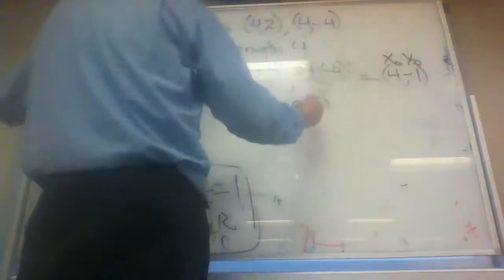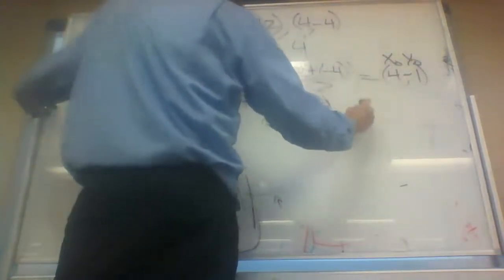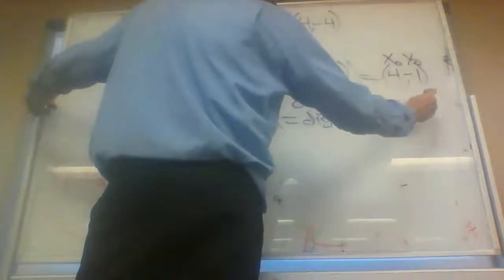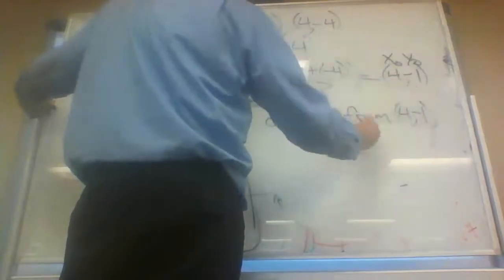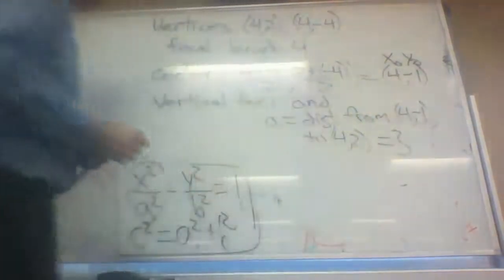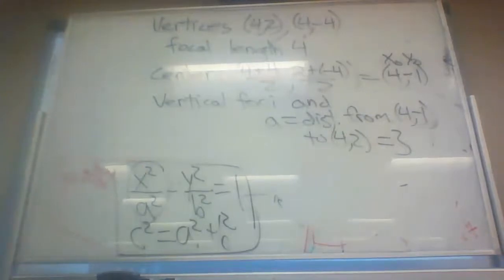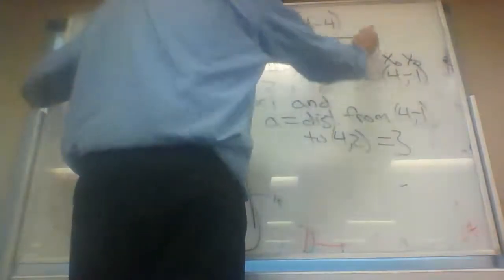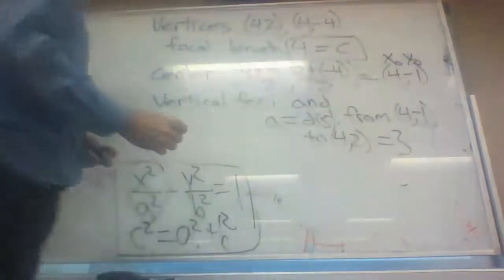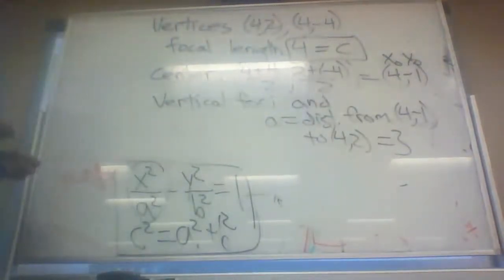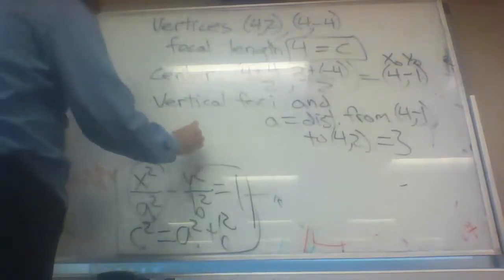But with the vertical foci, I know this. The distance from the center to a vertex is a, right? So a equals the distance from the center, (4, -1), to either vertex, let's say to (4, 2). So it's 3 units up. a is 3. I know a. Now I also am given the focal length. What's that? That's always c, right? So c equals 4 and a equals 3.